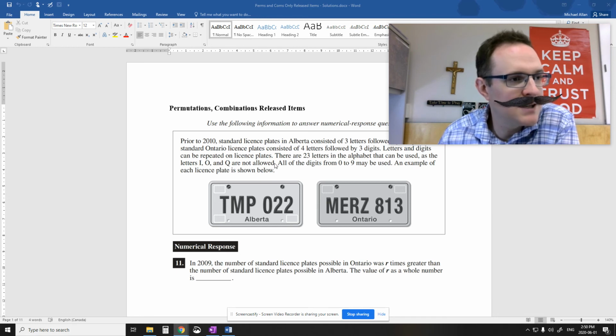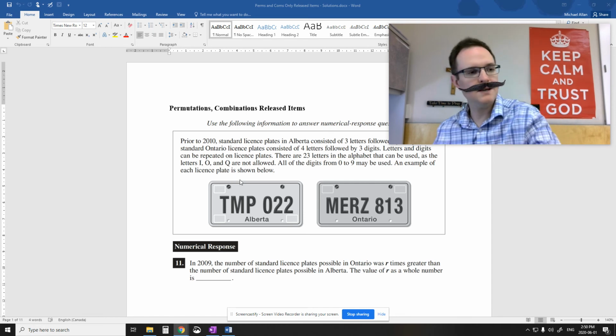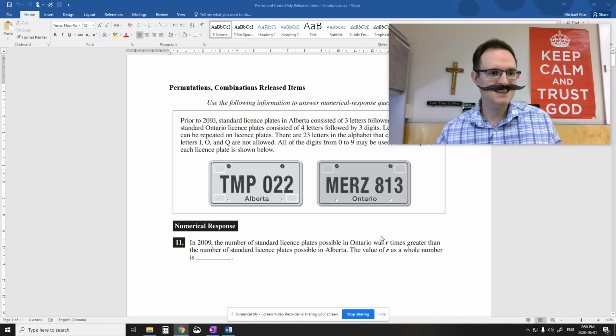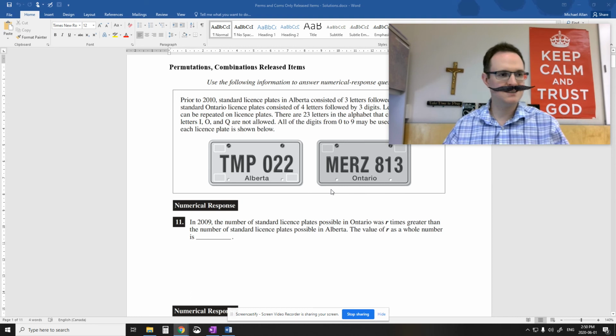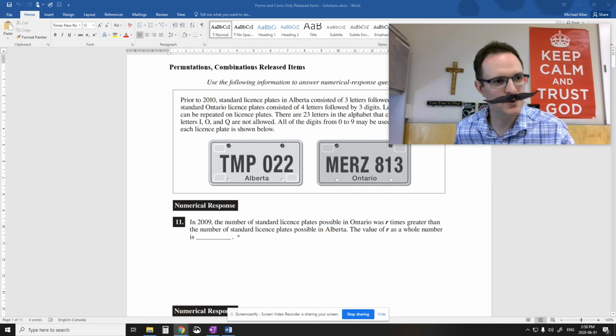They could be repeated. There are 23 letters in the alphabet that could be used. They're probably trying to avoid using things that look like other letters or numbers, like zeros look like O's, and ones and I's look the same. Q's and O's look the same as well. All the digits from 0 to 9 may be used. So how many times greater is it? Because it has an extra letter in it, it's pretty simple to think of that. It's really just going to be 23 times greater.